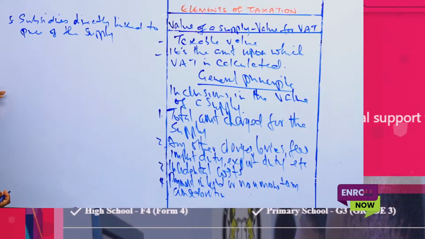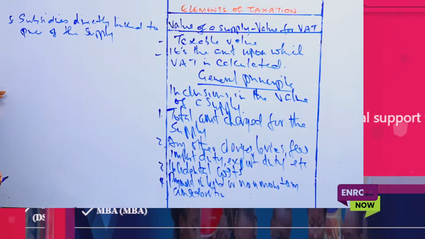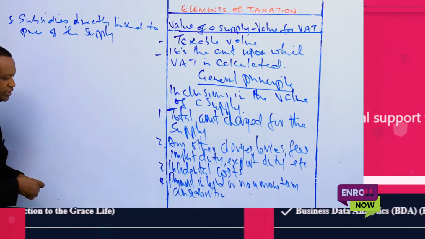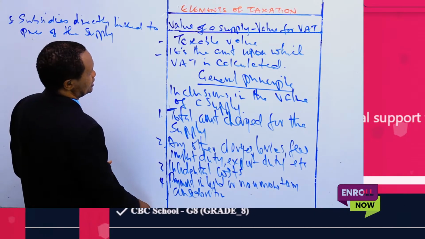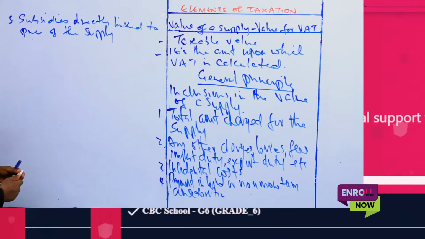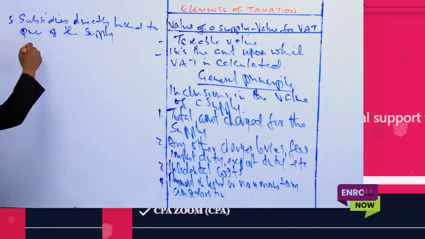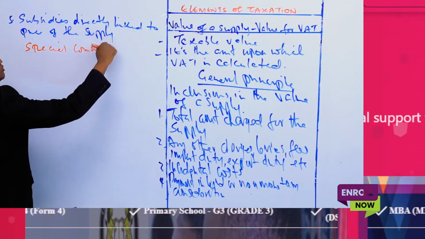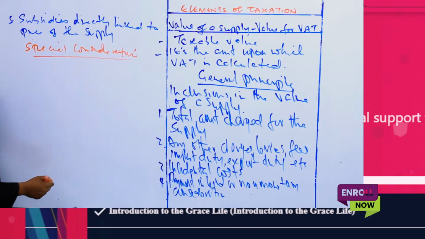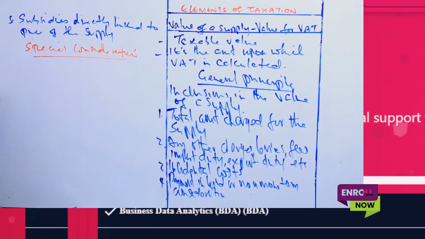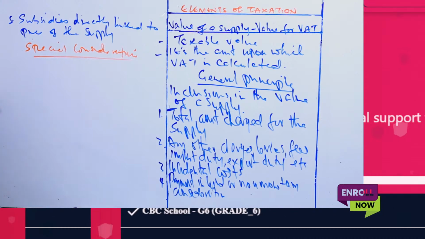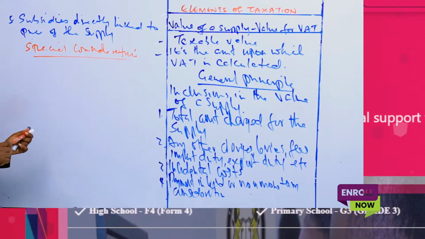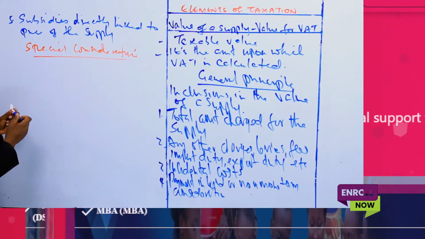You understand? And candidates, there are also some special considerations when it comes to determining the taxable value or the value of a supply. We have special considerations, some of which I've mentioned. Special considerations in relation to the value of a supply. We have the open market value. This is where the supplier and the recipient of a supply are related parties.